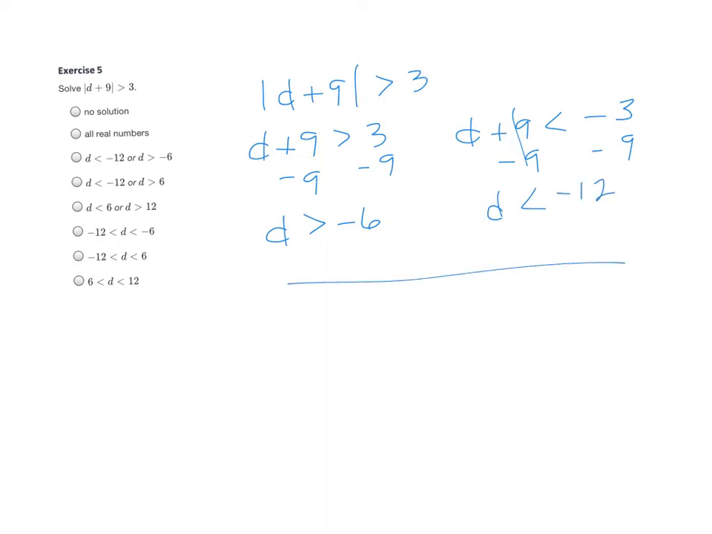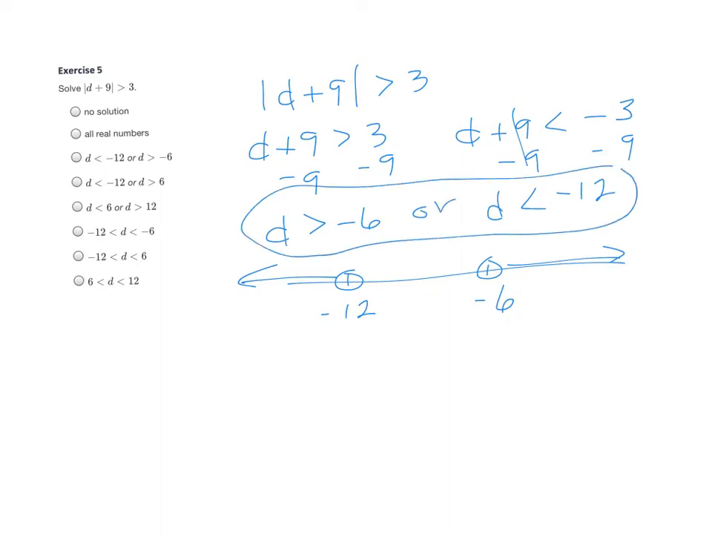So I'm going to graph it. Here's negative 12. Open circle going to the left. Negative 6. Open circle going to the right. So this is an or. So I'm looking for this. And it might be reversed. Let's see. One of the things that you can rule out is it's none of the ands. So we're going with, well, looks like it's the first one. D less than negative 12, excuse me, D greater than negative 6.